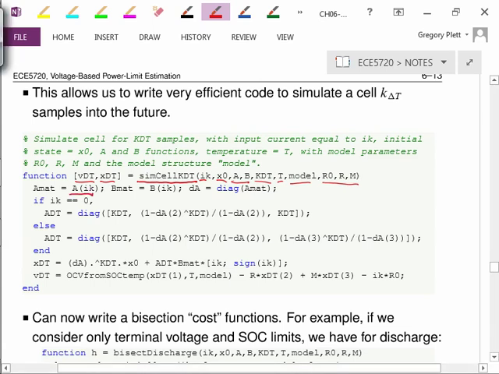The A matrix, this A is a function of ik, and for a specific value of ik, I evaluate that function and get a matrix back. So A matrix is a constant matrix, so is the B matrix here. It's the B function evaluated at ik. And then dA is the diagonal elements, comprises the diagonal elements of the A matrix. So dA is a vector.